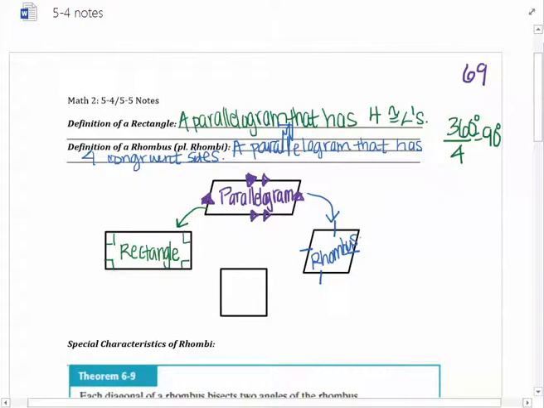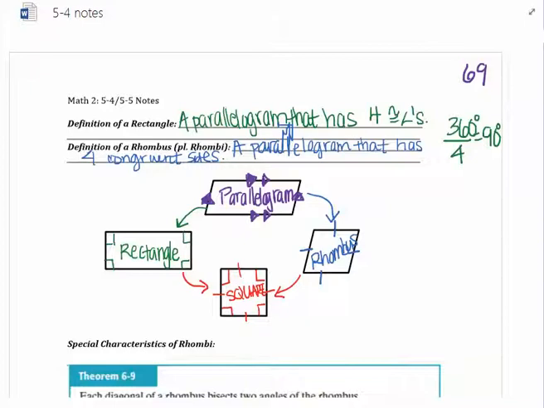Now if you have a rectangle and a rhombus at the same time, so in other words you have 4 congruent angles and 4 congruent sides at the same time, that is when you have a square. So a square is a very special shape. It is a parallelogram. It is a rectangle because all four angles are congruent, making them right angles, and all the sides are congruent because it's a rhombus. So this is one diagram that you often see to show this relationship.